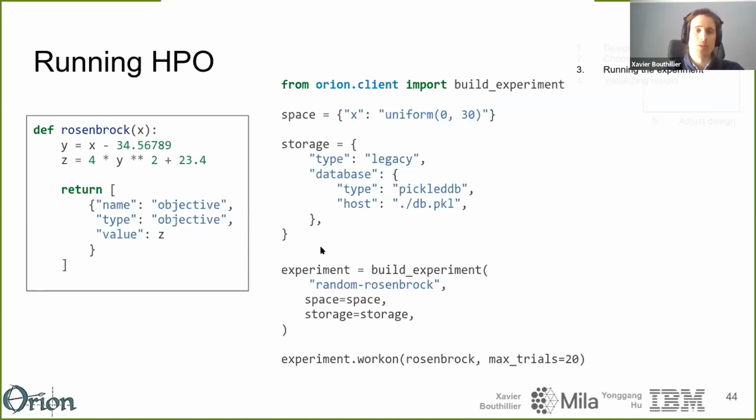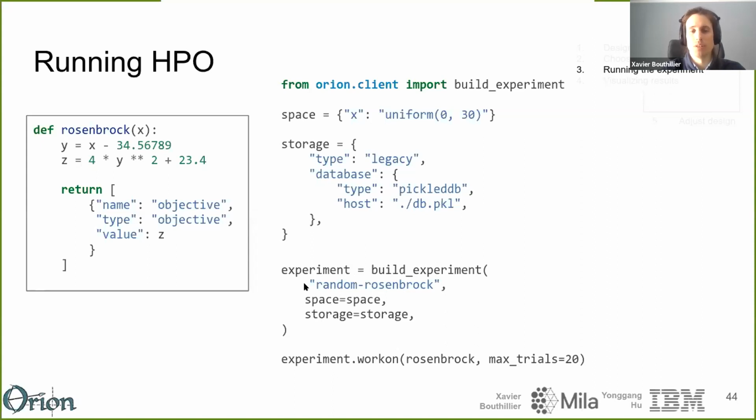In the previous example, we were using in-memory storage for saving the experiments and the results. Now it's a database that is based on the file system. There are other storages, which I will cover later. In this case, we call it a PickleDB, a file-based, file system-based database. We pass this to build experiment: the name of the experiment, the space that we just defined above, and the storage configuration.